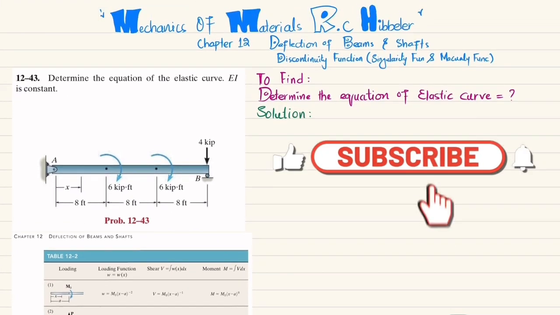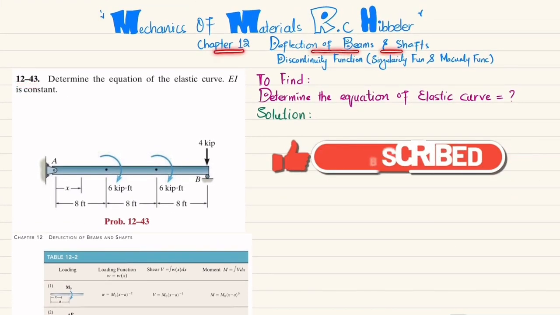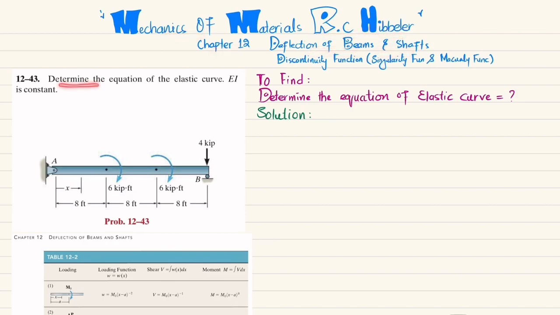Welcome back. Today we'll solve problem 12-43. This problem is taken from chapter number 12, Deflection of Beam and Shaft, and the book is Mechanics of Material by R.C. Hibbeler. The statement is: determine the equation of elastic curve, EI is constant.